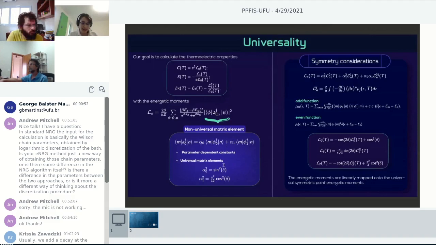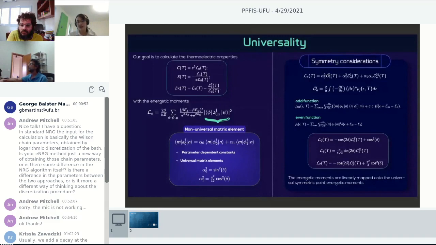And we find that these constants do not depend on the parameters, but only on the phase shift. So these are the constants that we found. Specifically in the symmetric point, where delta is pi over 2, we find that alpha 1 is 0 and alpha 0 is 1. So the matrix element for A0 is the matrix element for phi 0. So we can rewrite these energetic moments with these matrix elements. So now these three functions that carry the temperature dependence are universal. They can be computed at any point of the Kondo regime.